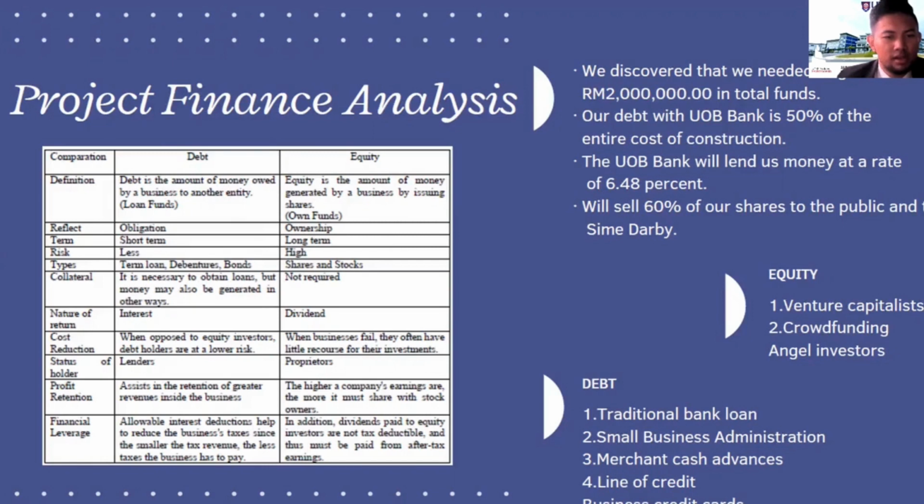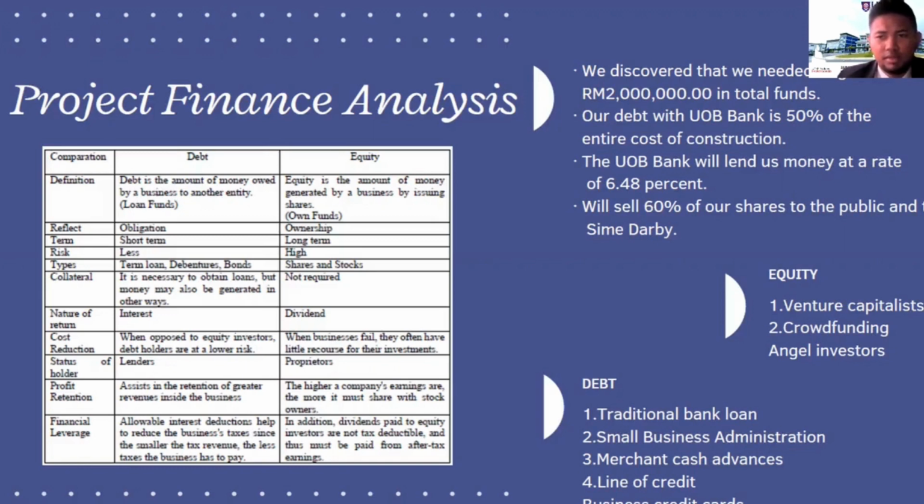Profit retention assists in the retention of greater revenues inside the business for debt, but for equity, the higher the company earnings are, the more it must share with stockholders. Financial leverage: allowable interest deduction helps to reduce the business tax, since the smaller the taxable revenue, the less tax the business has to pay. While for equity, in addition, dividends paid to equity investors are not tax deductible, and thus must be paid from after-tax earnings.